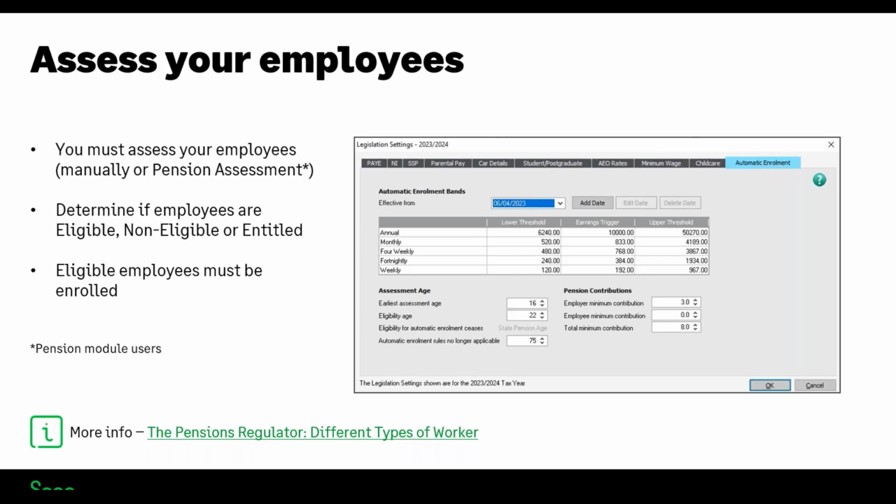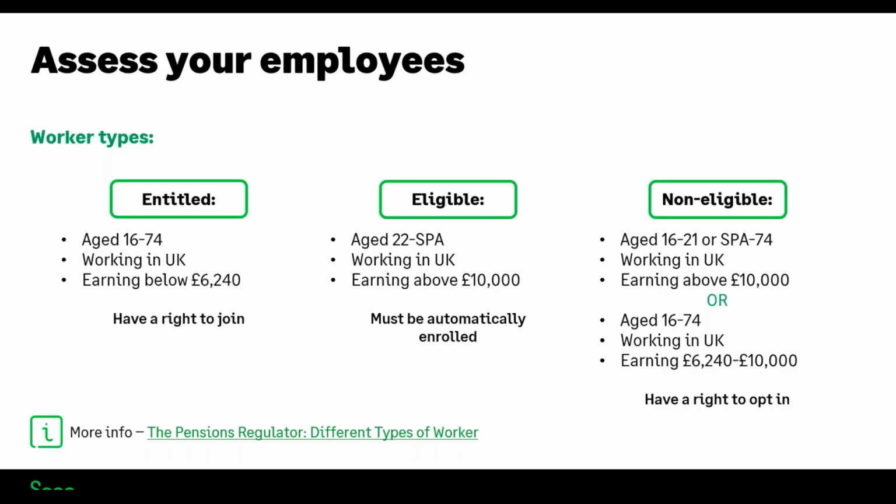So you'll assess your employees to determine which worker category they fall into. This could be eligible, non-eligible, or entitled. Eligible employees are the worker category who must be automatically enrolled into the pension scheme. So a little bit about these worker types. You've got the three here.